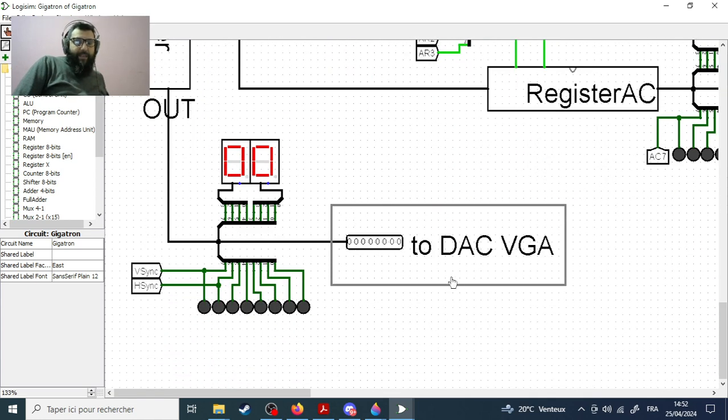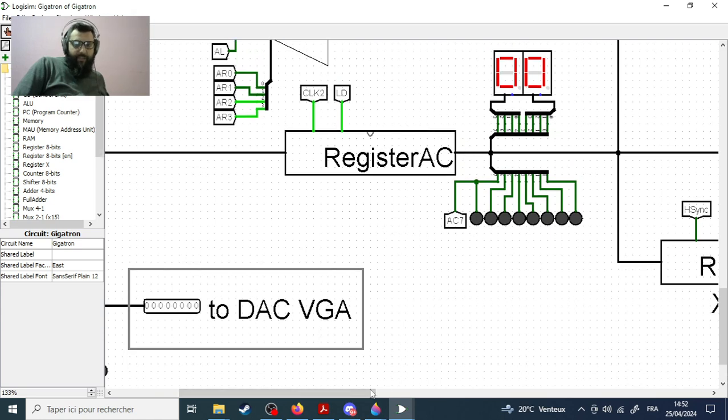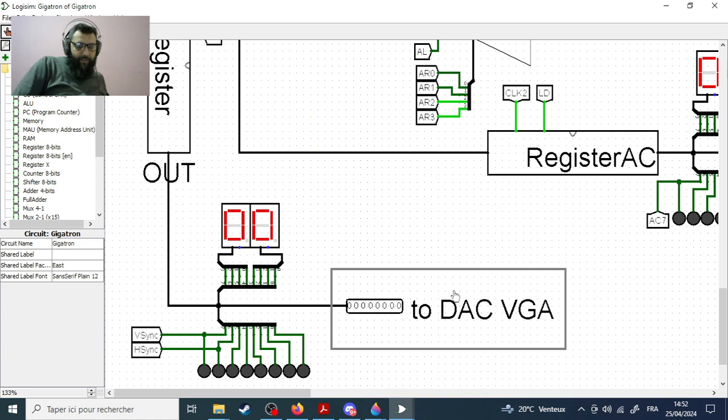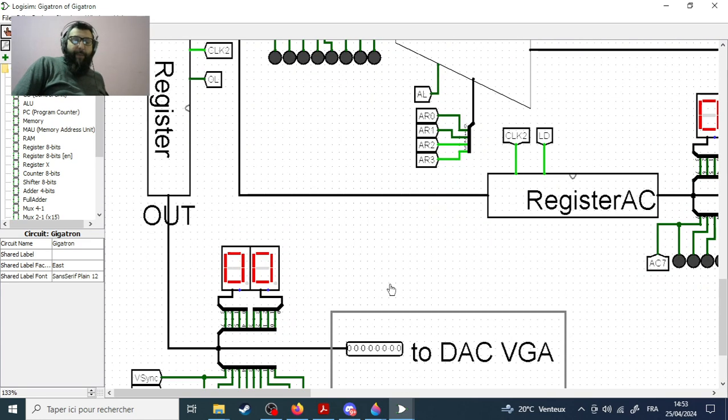And in some cases, the sound is in ACC. This is for the VGA. You have the VGA here, this output, these 8 bits to be used by the VGA signal to display the screen. Anyway, I don't want to explain how the VGA works. We don't need it because in Megatron we are not using the VGA. We are using other, more flexible devices to display.